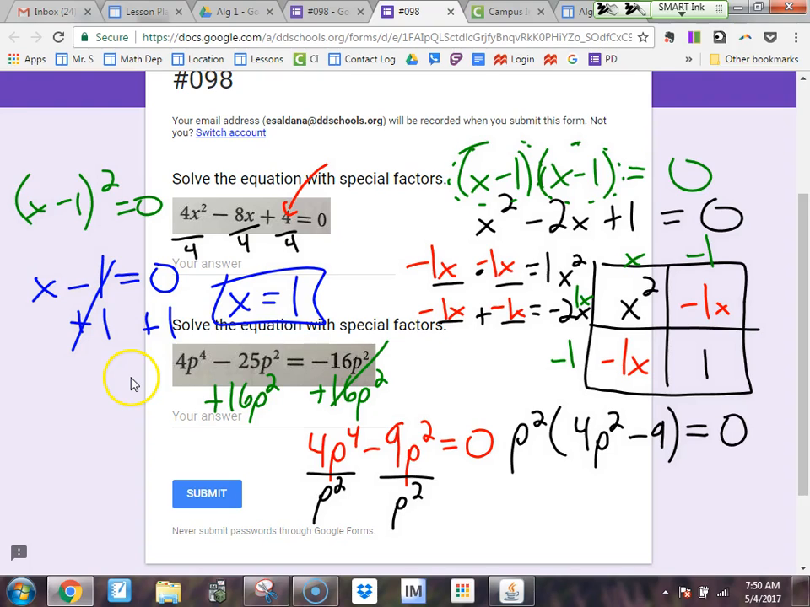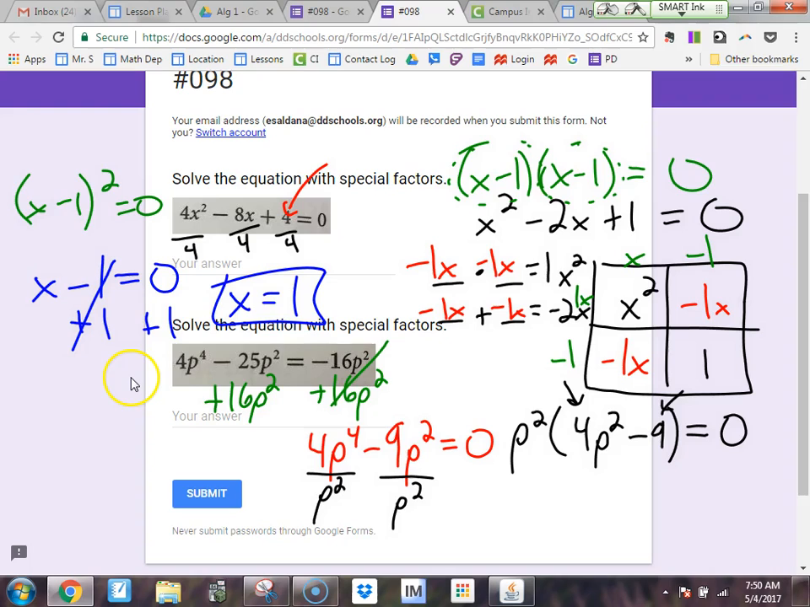So I factored out a p squared from this problem. Inside the parentheses, I have 4p squared minus 9. This is just like the previous objective, where we only have two things. There isn't a p term. These numbers will act like my first and my last, and 0 will be what I'm trying to add to.